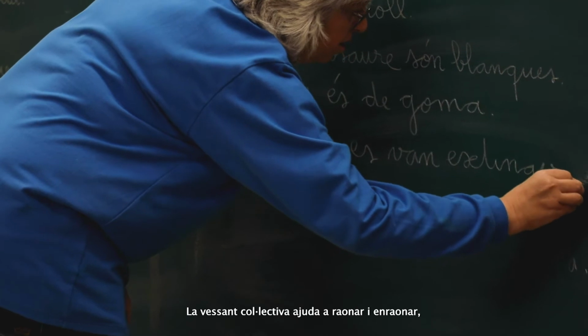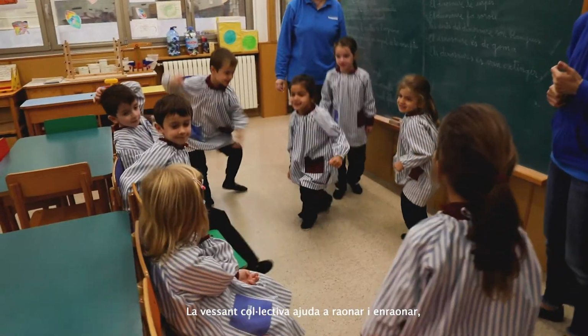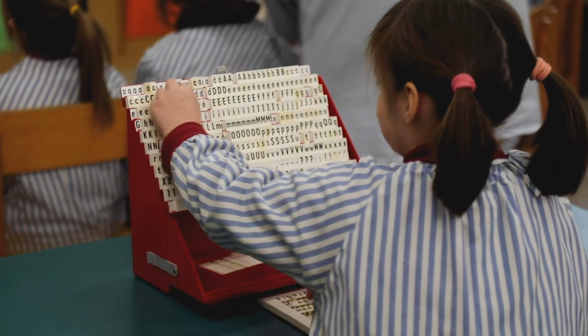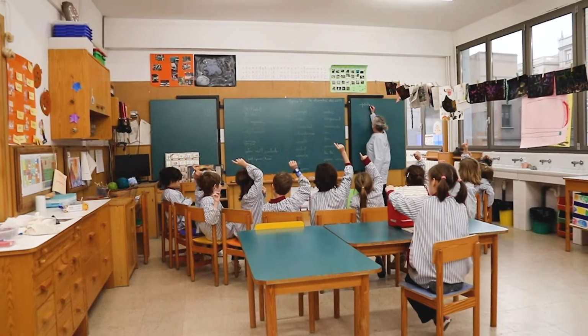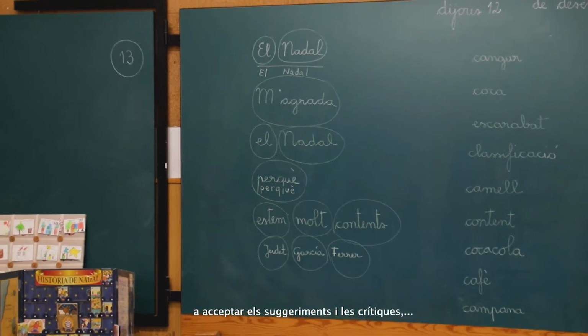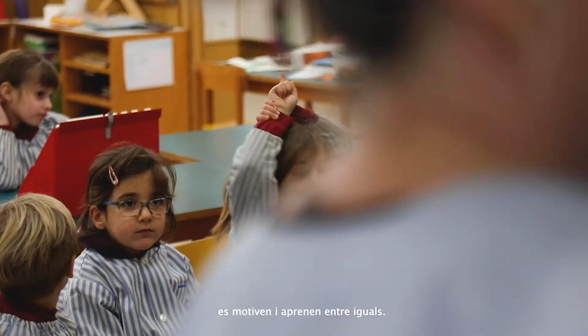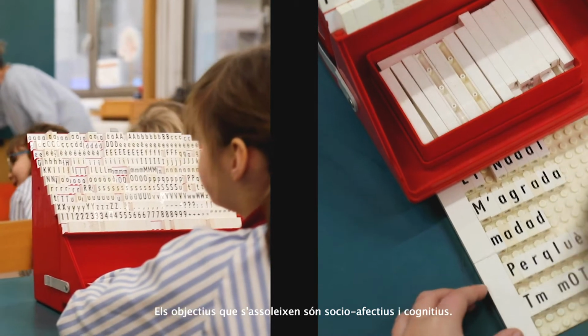The collective aspect helps students to learn reasoning skills, make decisions, change their critical spirit, defend their own opinions, and accept suggestions and critics. Thus, they motivate each other and learn together as equals. The objectives achieved are socio-affective and cognitive.